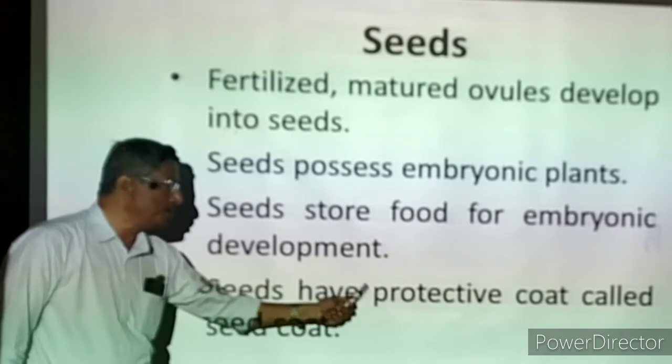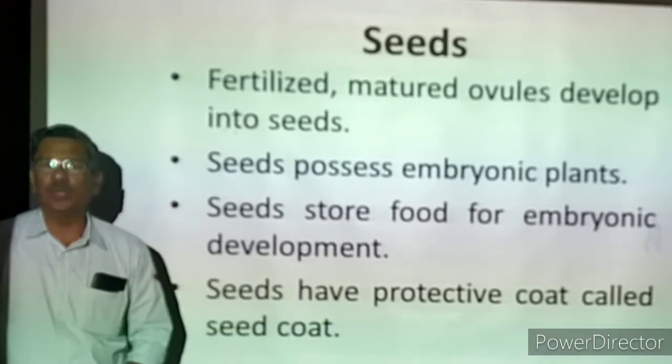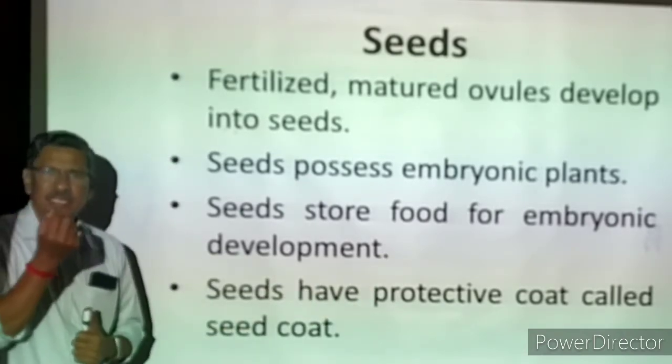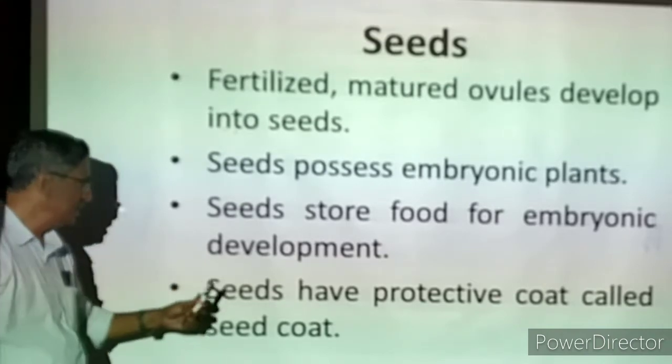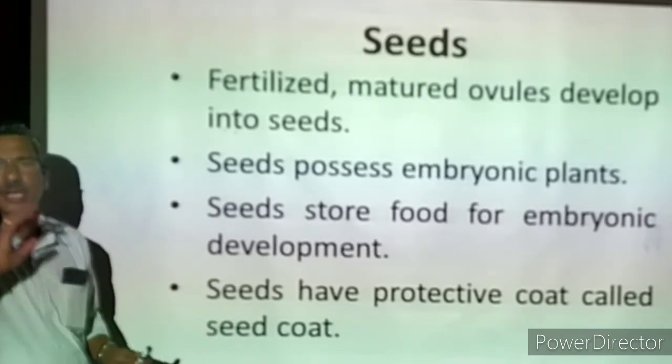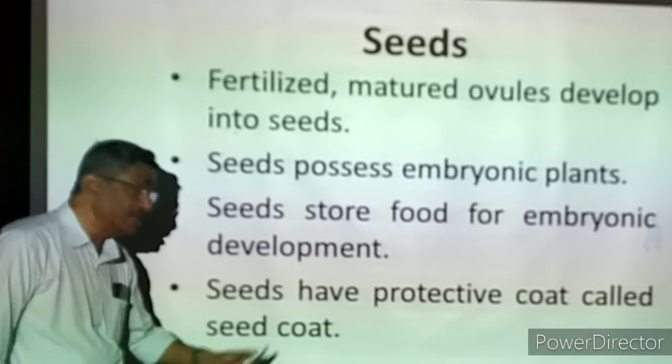Seeds have a protective coat called the seed coat. Each seed of any plant, whether it is a tiny seed or a larger seed, has a protective covering at the outermost region called the seed coat.